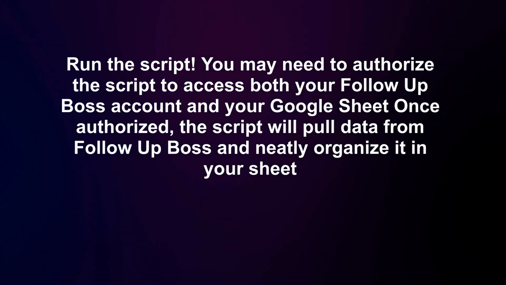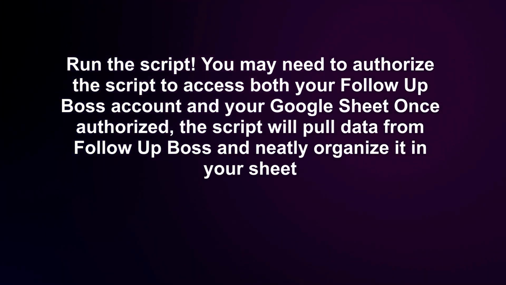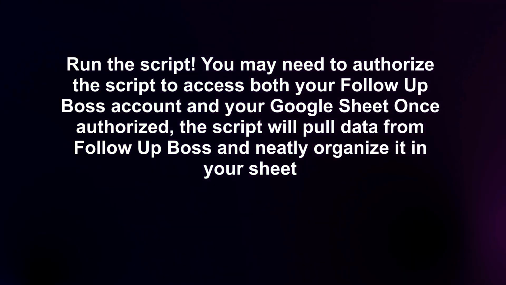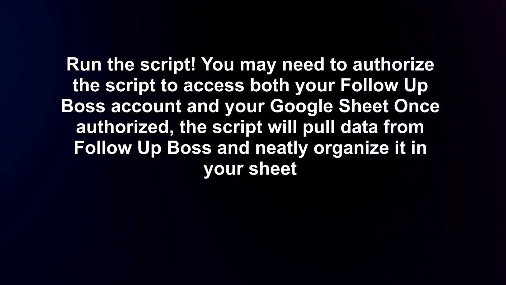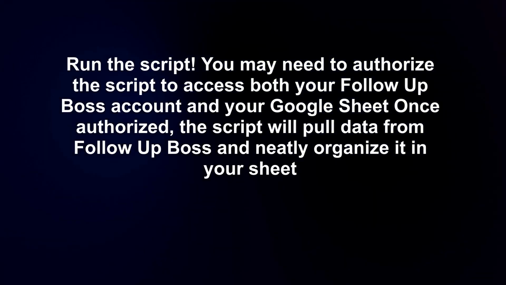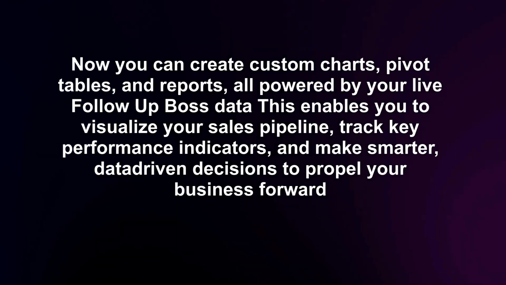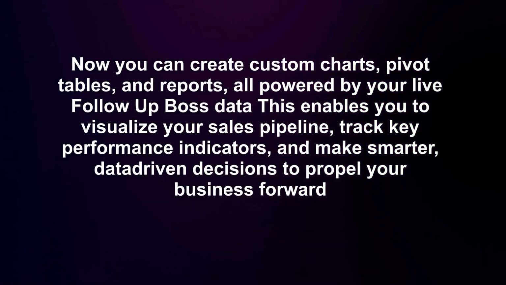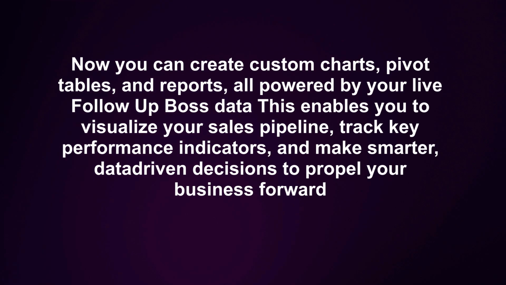Run the script. You may need to authorize the script to access both your Follow Up Boss account and your Google Sheet. Once authorized, the script will pull data from Follow Up Boss and neatly organize it in your sheet. Now you can create custom charts, pivot tables, and reports, all powered by your live Follow Up Boss data.